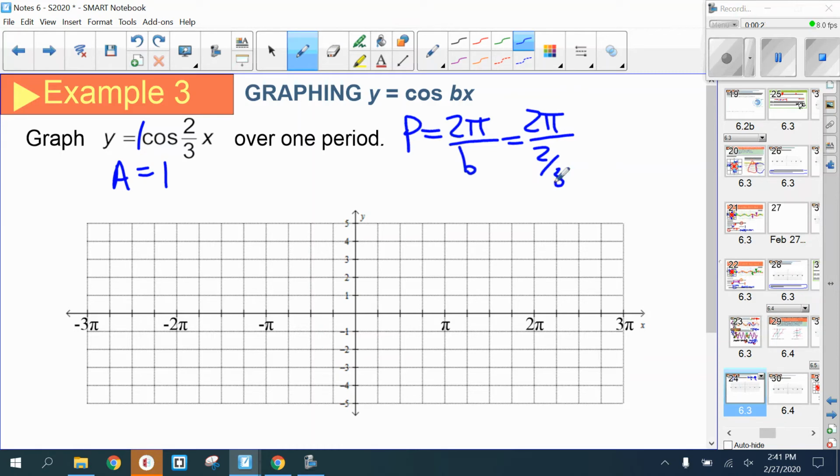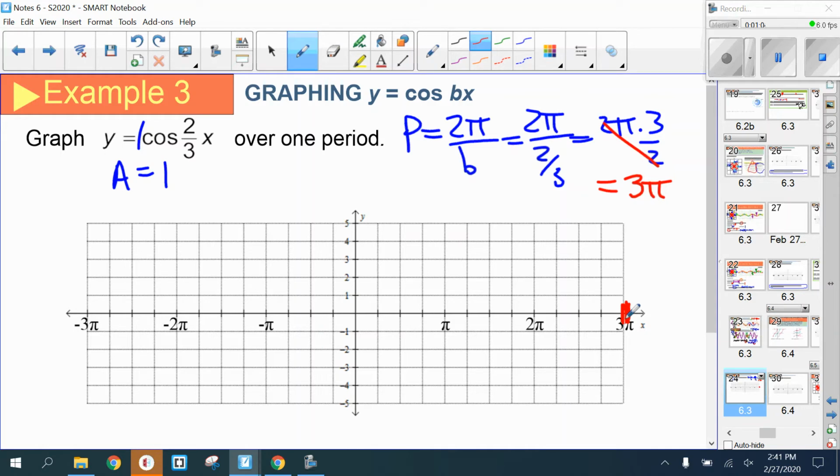Now, I would love it if you guys would get over your fear of fractions. I'm dividing fractions, and you should know how to divide fractions. Maybe you forgot, but figure it out. Remember it: when you divide by a fraction, you multiply by the reciprocal. Those 2's cancel, and I end up getting 3 pi, which is kind of a weird number. So fine, mark that.